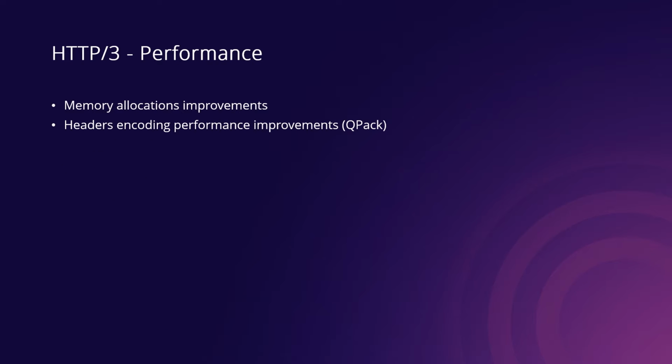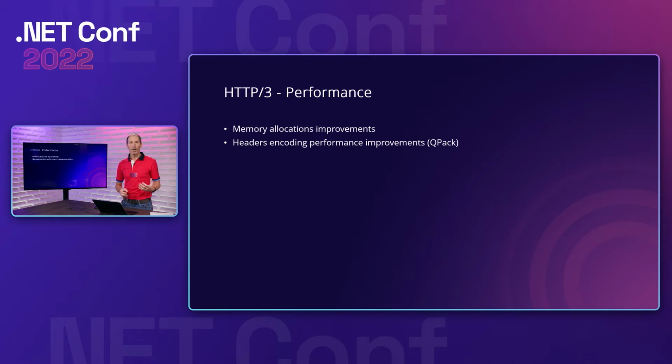In terms of performance, some changes for HTTP 3 are memory allocations improvements. And whenever you allocate less, your app will go faster in terms of RPS, in terms of latency, because of fewer garbage collections. So that's a very important point in .NET 7 for HTTP 3. Another improvement is how the headers encoding is done, which is one of the main features of HTTP 3. So lots of improvements on the QPACK algorithm implementation in .NET.